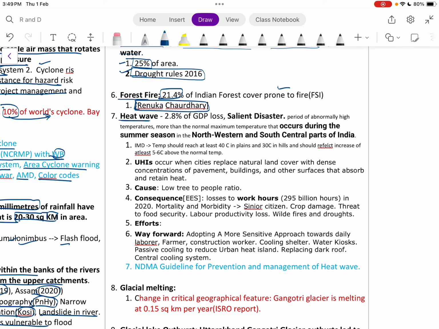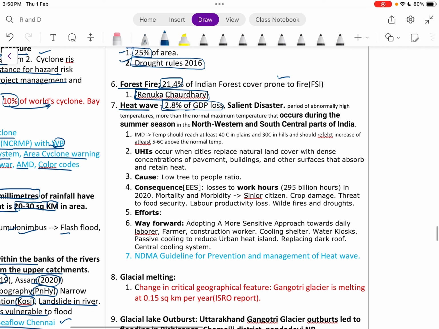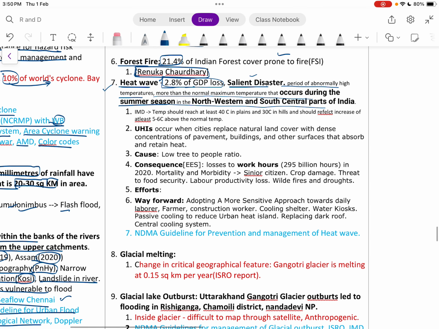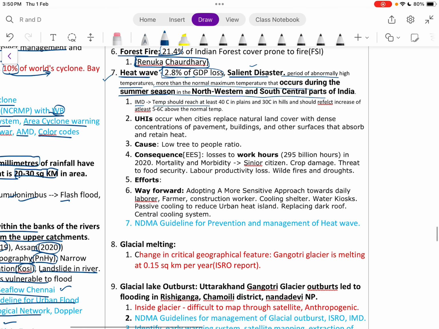Okay. Heat wave. Again, it's an important topic. Because of the heat wave, almost 2.8% of the GDP is lost. Very big number. This is not even what we invest in healthcare sector or the education sector. Okay. Silent disaster, yes, period of abnormally high temperature, more than normal maximum temperature that occurs during the summer season in the northwestern and southern central part of India. According to IMD, temperature should reach at least 40 degrees Celsius in plains and 30 degrees in hills, and should reflect an increase of at least 5 to 6% over the normal temperature. Okay.